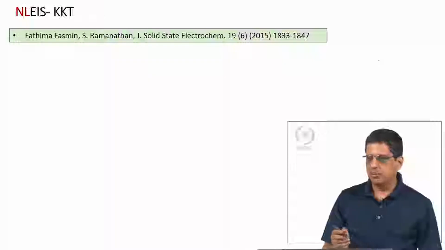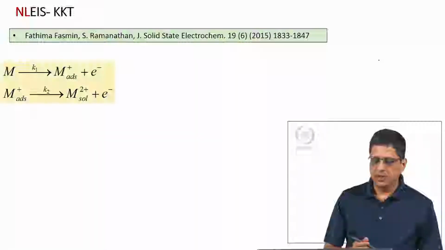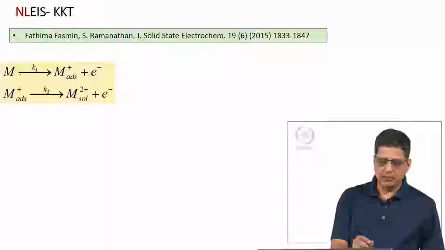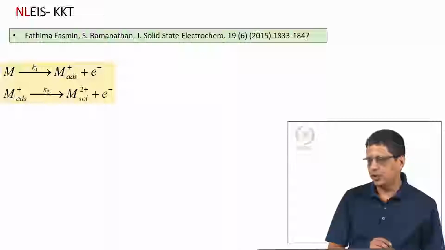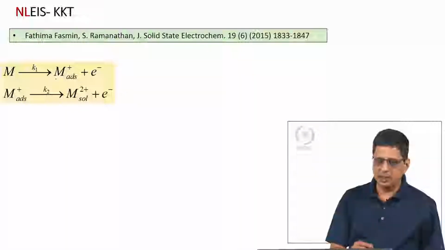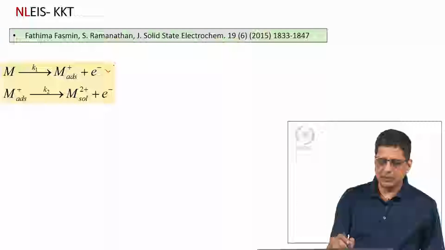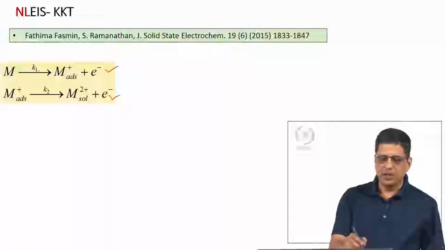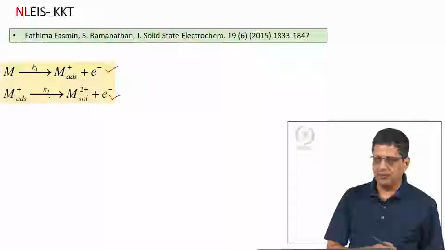So, this work was published by a group in 2015. I will just summarize some of these results. We looked at 3 different mechanisms. The first mechanism is metal going to metal 2 plus into solution via one adsorbed intermediate. So, the first step is an electrochemical step and the second step is also an electrochemical step. We had tried this for a variety of kinetic parameter values.